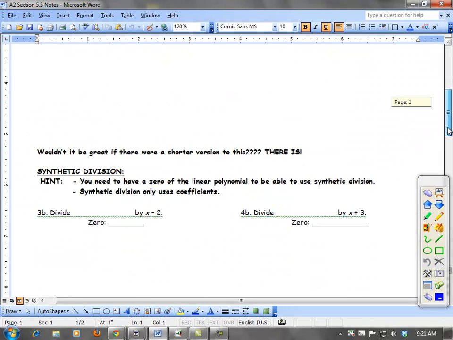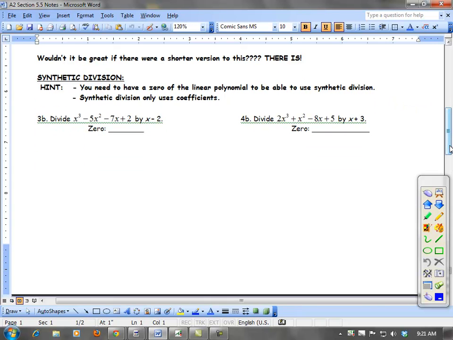Let's slide this down, and we're going to do what we call synthetic division, which is the short version. Okay, first and foremost, you have to have a zero of a linear polynomial. That means your linear, what you're dividing by, has to be like mx plus b. Okay, single x is what they're talking about. So what you divide by has to have a single x. And then all we're going to use is the coefficients. We're not going to mess with the actual variables that are in there.